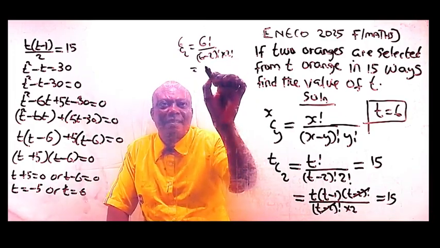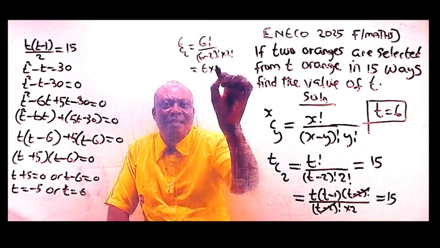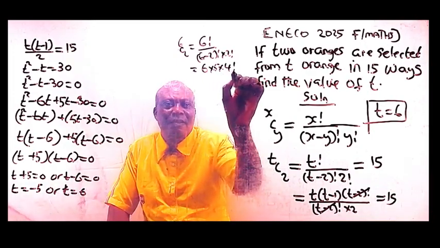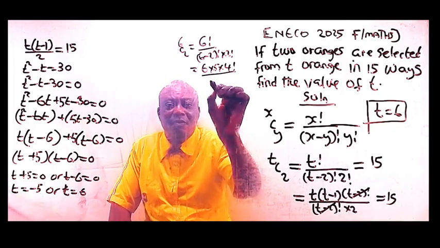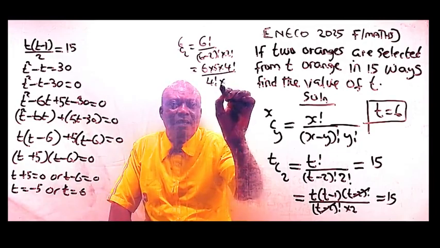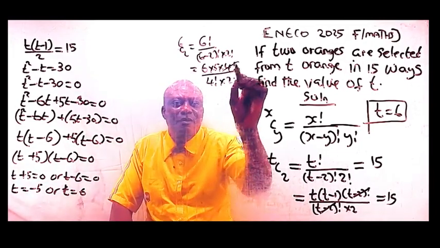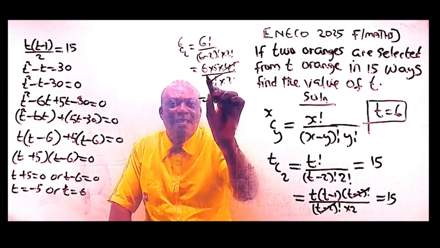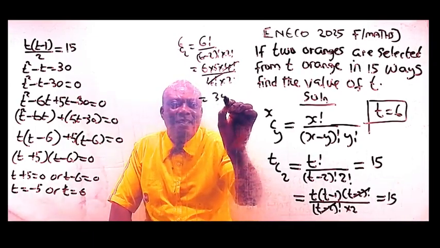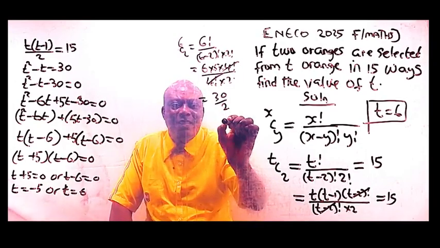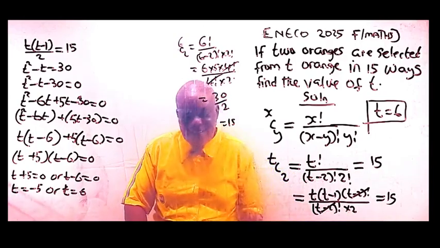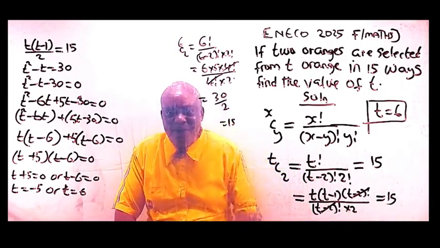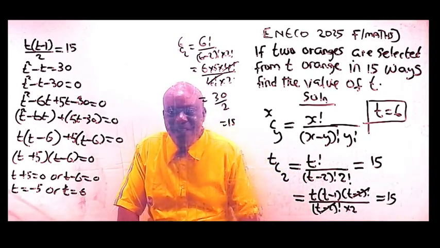6 factorial is 6 times 5 times 4 factorial, over 6 minus 2, which is 4, 4 factorial times 2. This one and this one will go. What you have here will be 6 times 5, 30, over 2. 30 divided by 2 is 15. Yes, we are correct. Bye bye.